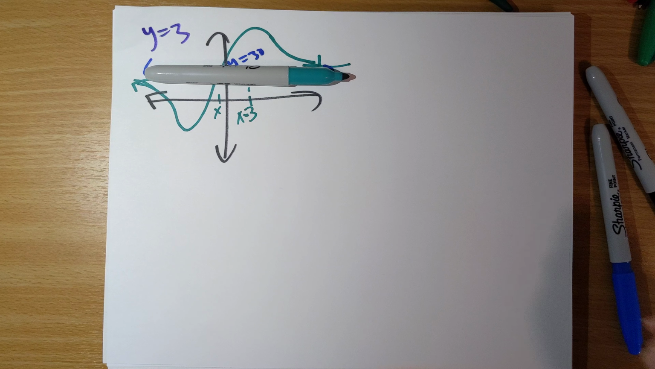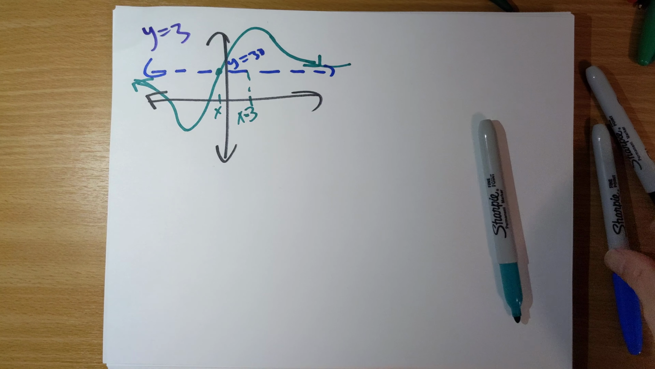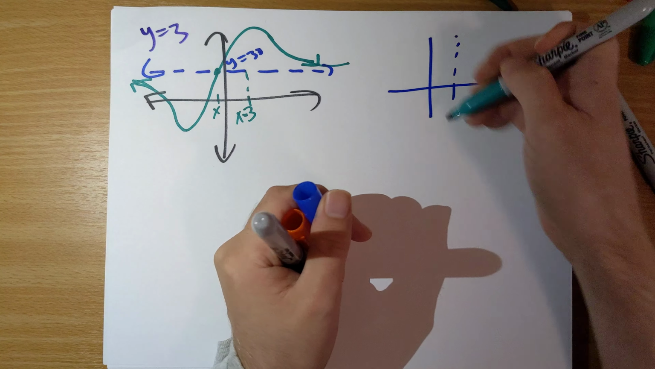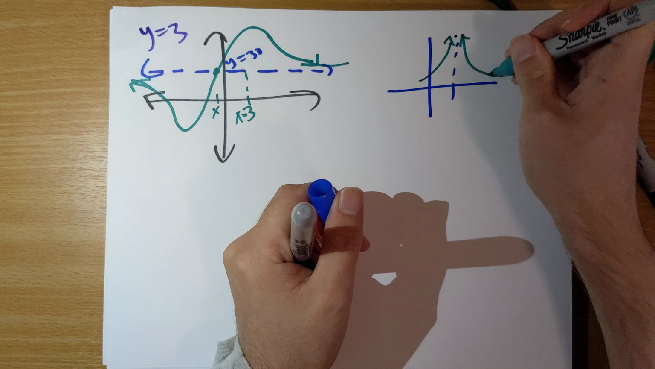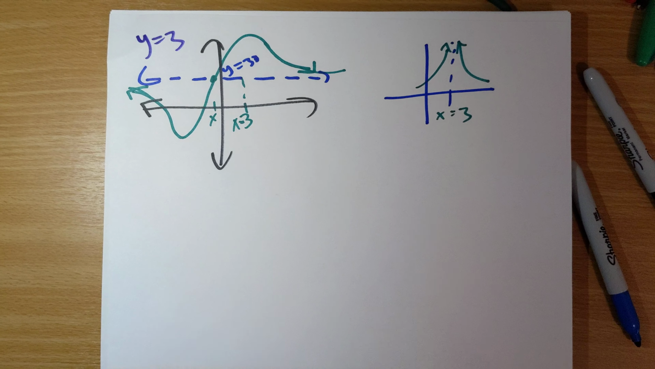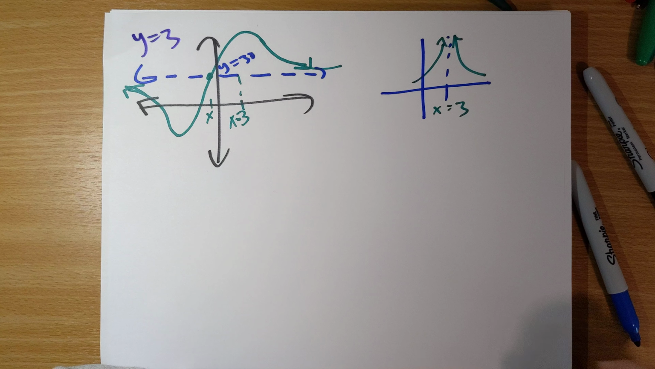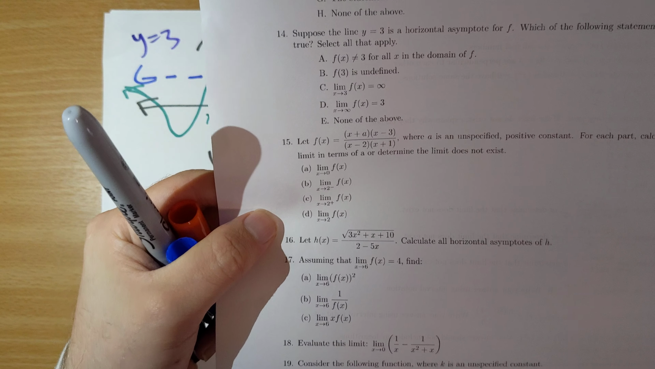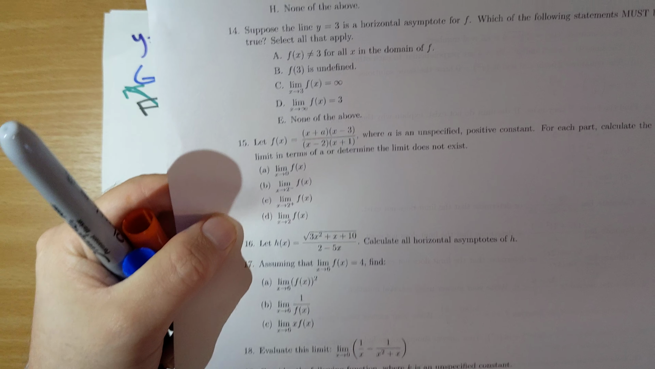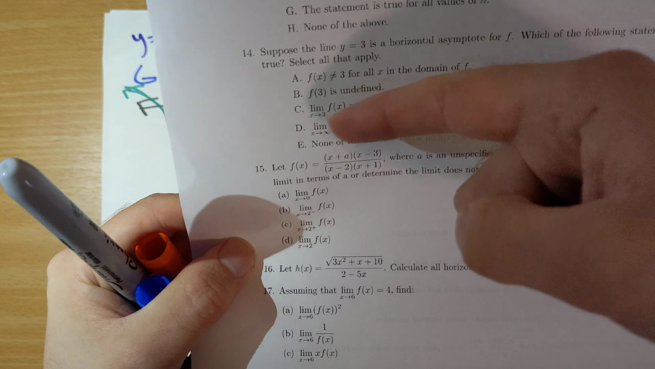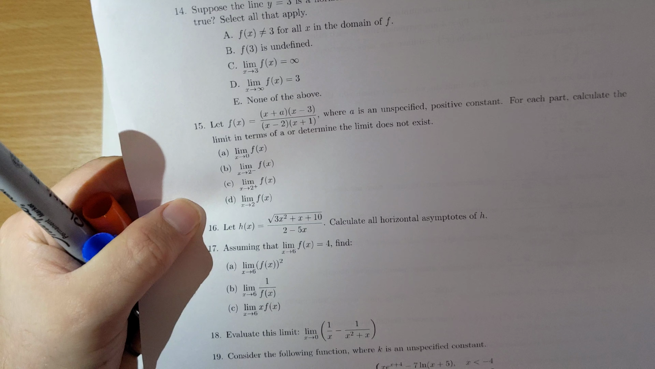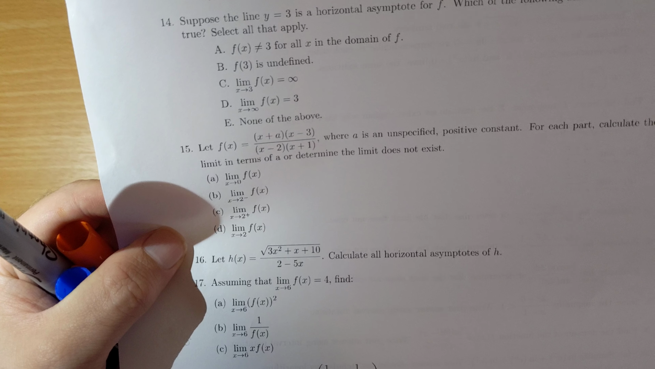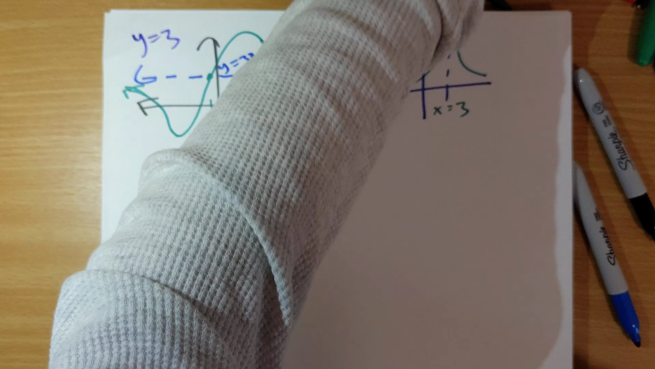So once again, that would be something like a vertical asymptote. The limit as x goes to 3 of f of x equals infinity gives you a vertical asymptote at x equals 3. That's not a horizontal asymptote. So far, A, B, and C all are incorrect answers. So finally, the limit as x goes to infinity of f of x is equal to 3.